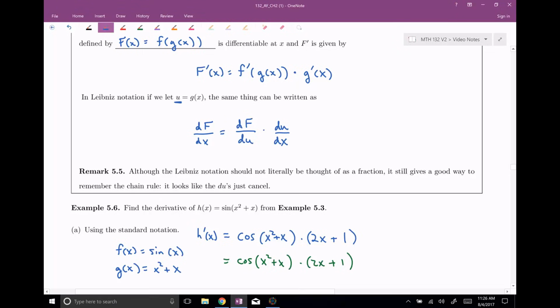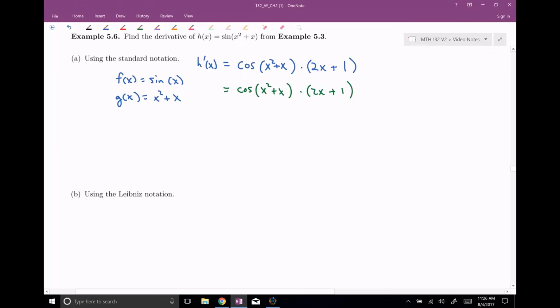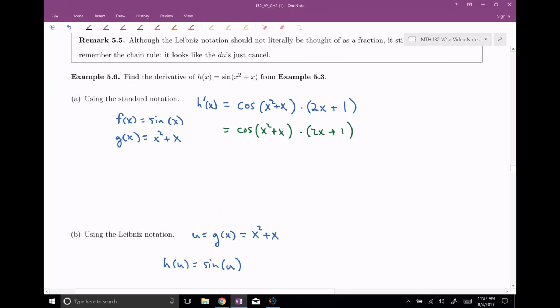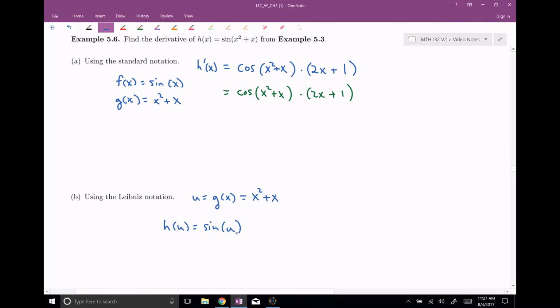Maybe it was a little bit confusing. Let's go ahead and find the derivative using this good old Leibniz notation. This is where we let u be equal to our g of x, which in our case is the inside function. So this is going to be x squared plus x. Then we can write our function h as h of u, which is going to be sine of u. Because now this is sine, but instead of x squared plus x, we're denoting that with a u. So this is going to be sine of u.